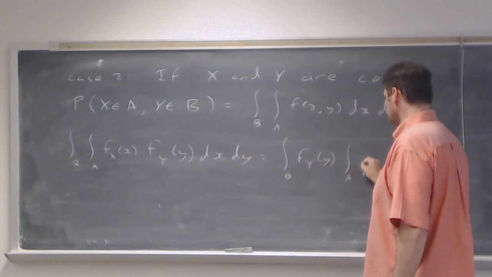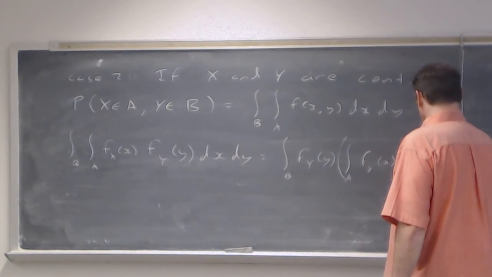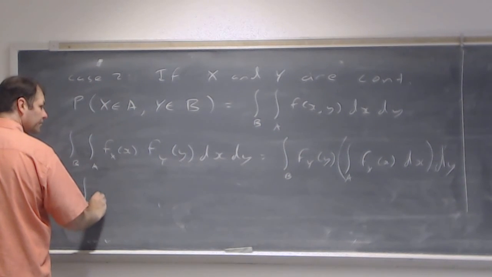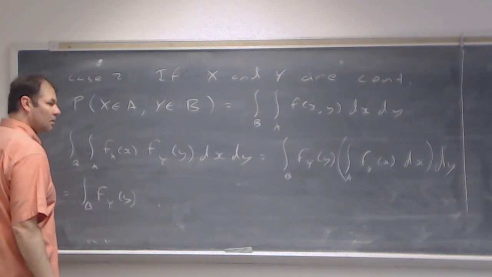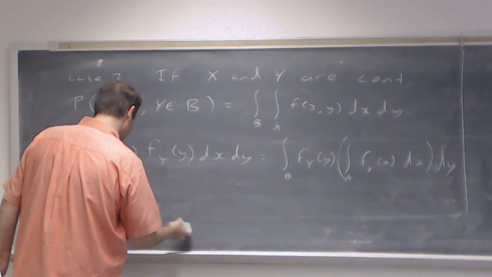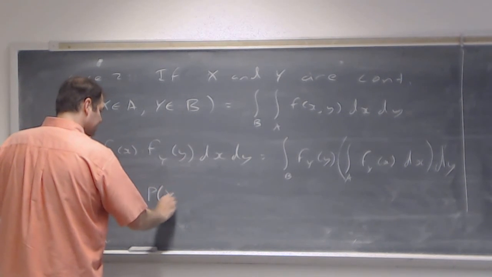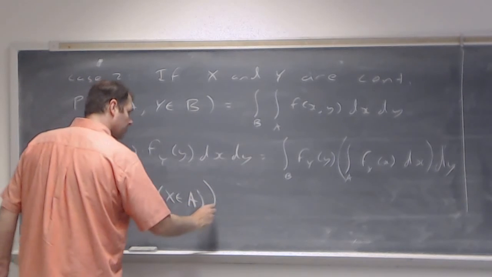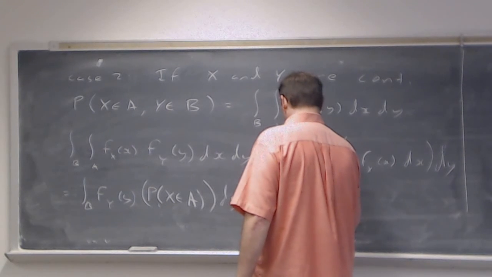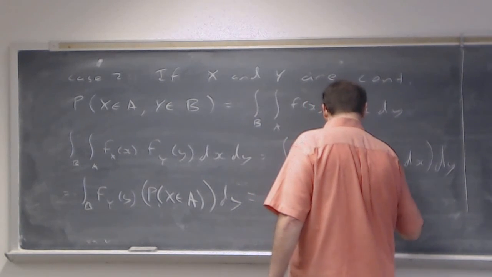The integral over A of f sub x of x dx. We'll do this first, the y part. And so when I do that inner integral, that's the integral over B of f sub y of y dy. And what is that integral? Well, if you will, you can pull even that integral out. It's a constant. It's a number. It's the probability that y is an element of B. So I'll pull it out. It's the probability x is an element of A times the integral over B of f sub y dy.